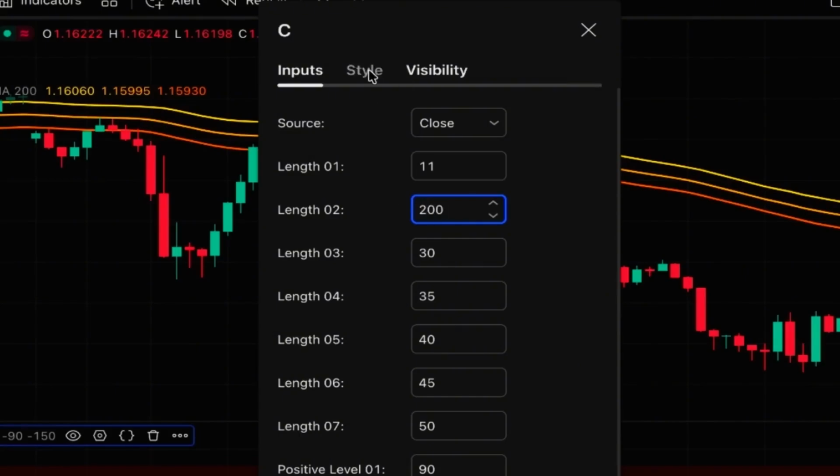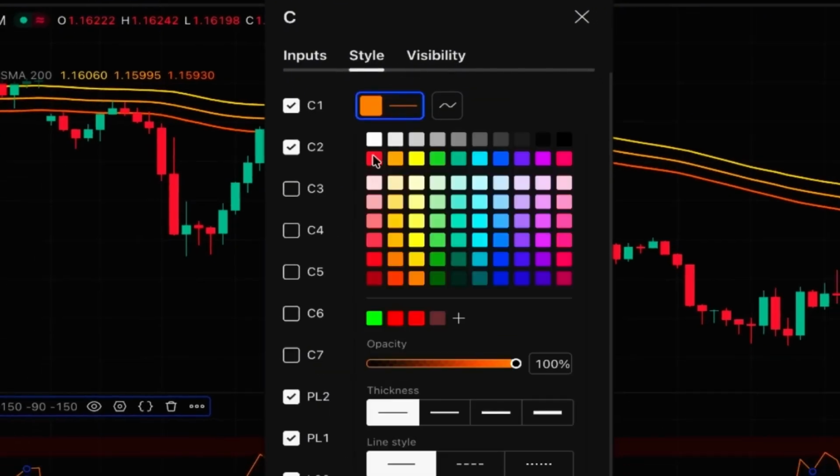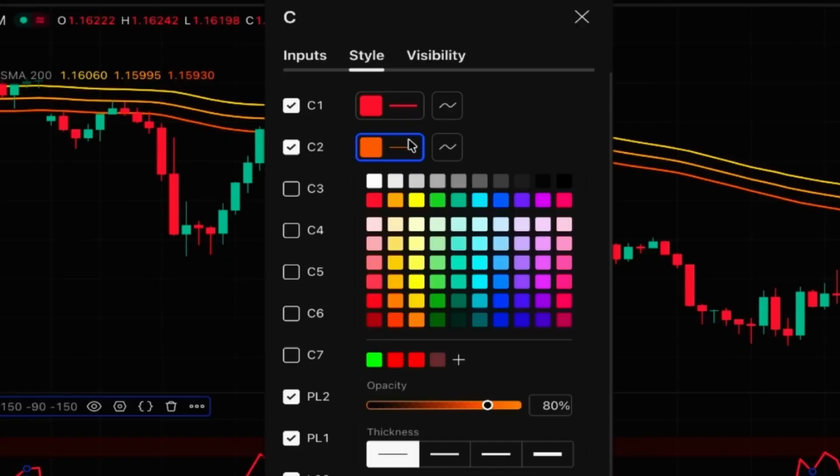And then again, we go to the Style tab. And here for the first CCI, we set the color to red. And we also increase the thickness of the line. And for the second CCI, we set the color to yellow. And similarly, we increase the thickness of the line.